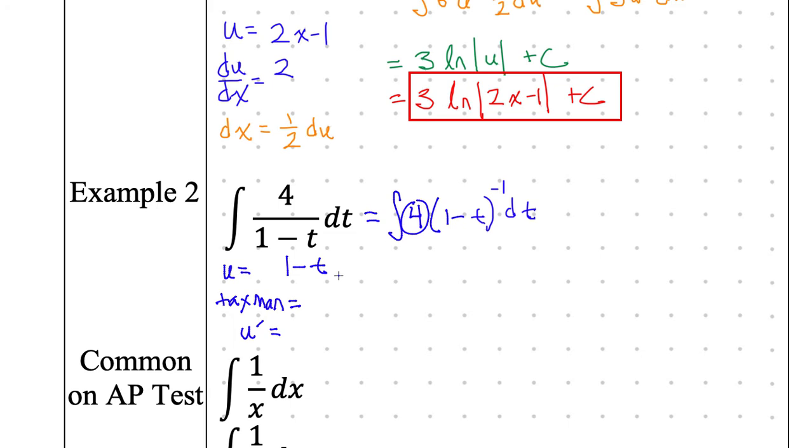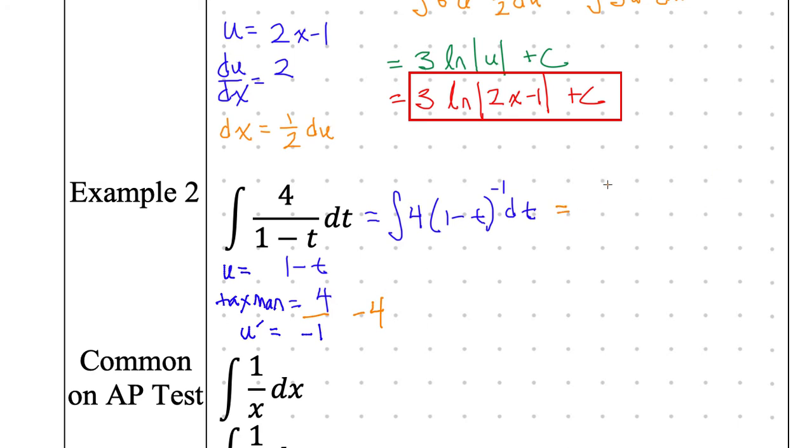Taxman is knocking at the front door. His name is 4, and u prime is 1 minus t. No, sorry, not 1 minus t. That was u. The derivative of that is going to be -1. So -1, which means I'm going to pay taxman the rate of -4. So here we go, we're paying taxman.